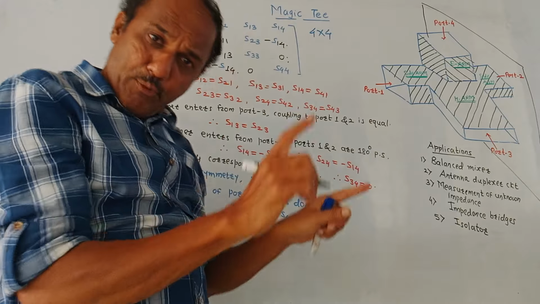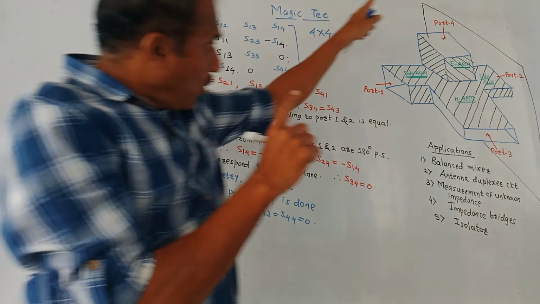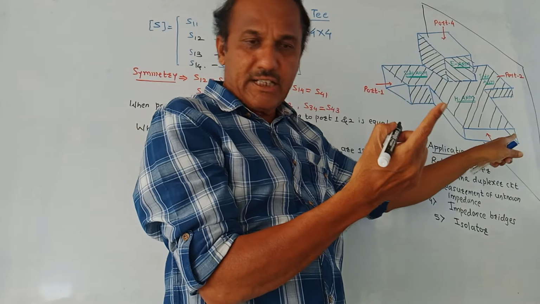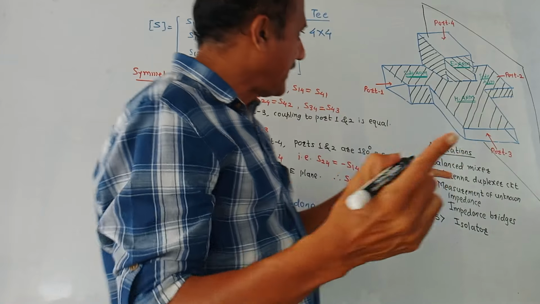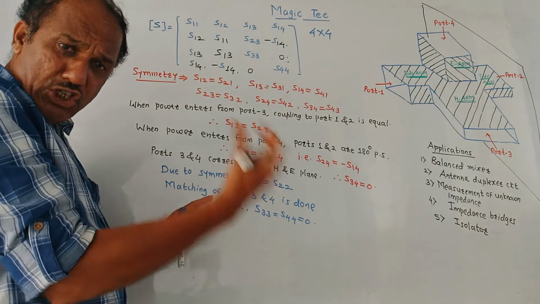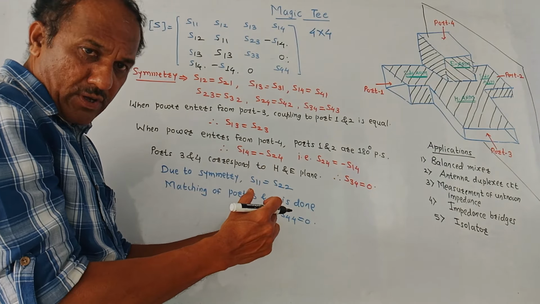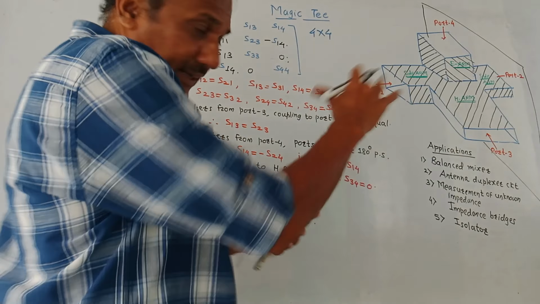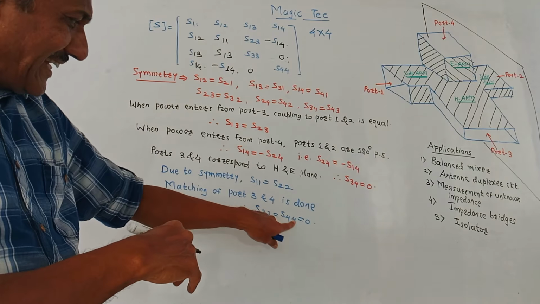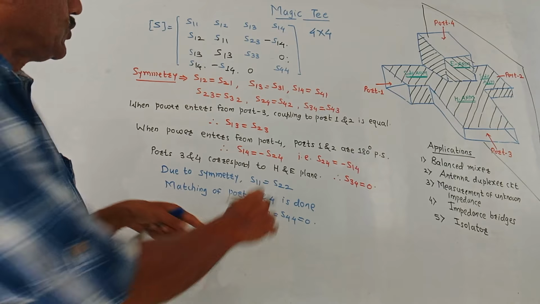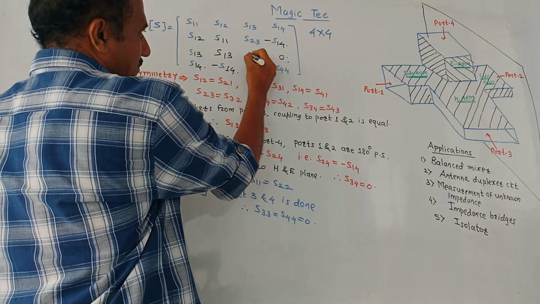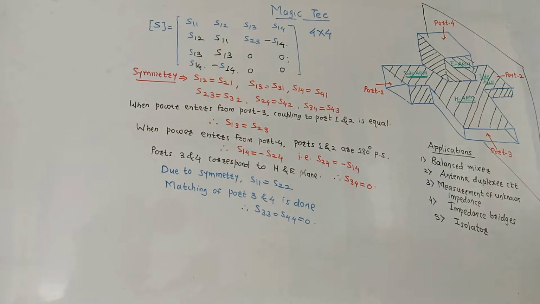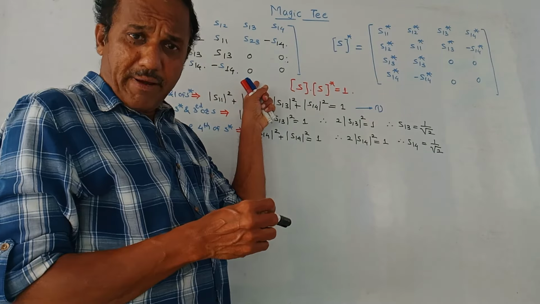Then another important thing: port 4 is related to the E arm, that is E plane. Port 3 is related to the H arm, that is H plane. Always there is a matching of ports 3 and 4. That means due to matching of these electric and magnetic related ports, S33 is equal to S44 is equal to 0. So this term S33 becomes 0. Similarly, S44 becomes 0. Now we have got this S matrix.